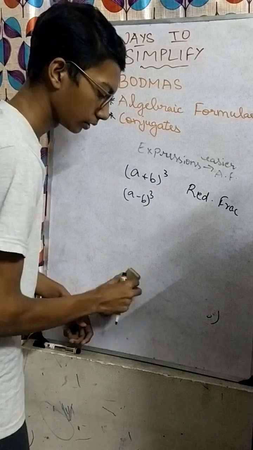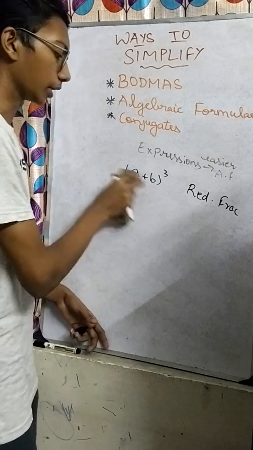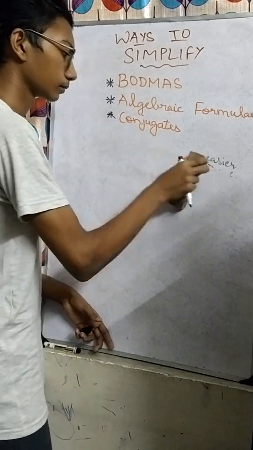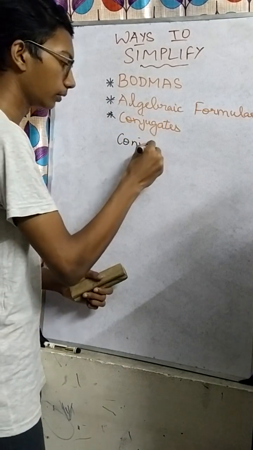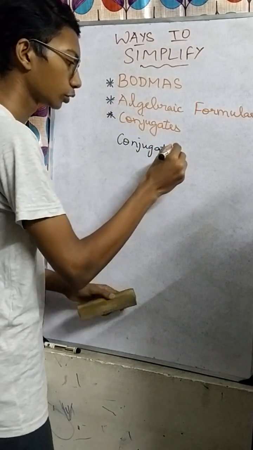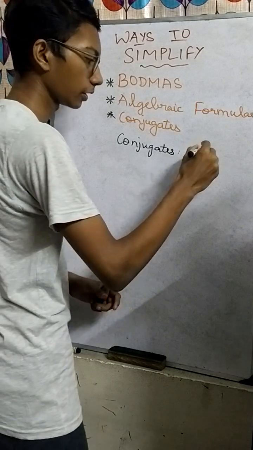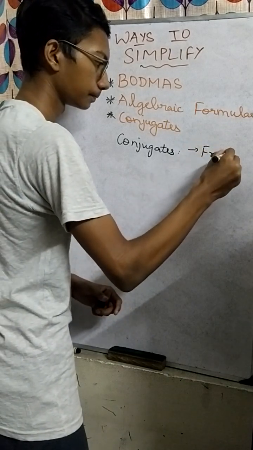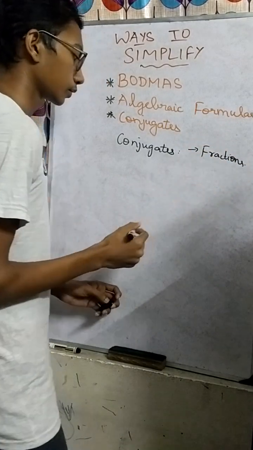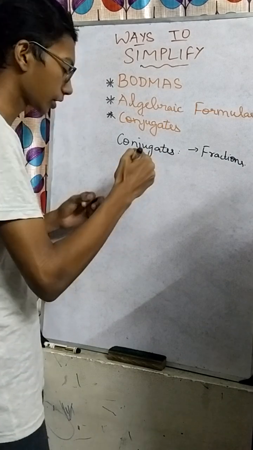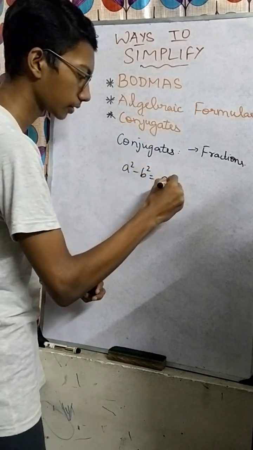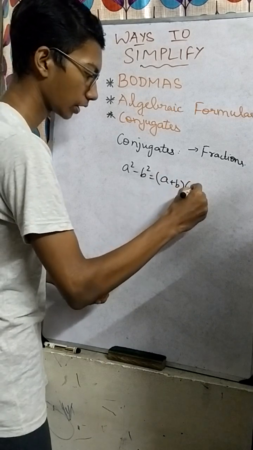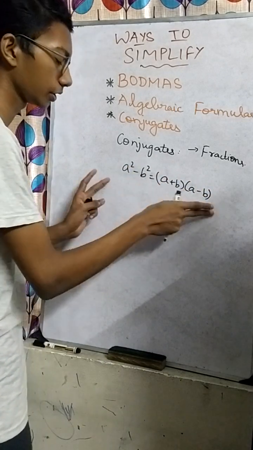So the last thing we will see is conjugates. Conjugates are very helpful for reducing, especially fractions. Conjugates use one of the algebraic formulae, that is a square minus b square equals (a plus b) times (a minus b). Conjugates utilize this formula.